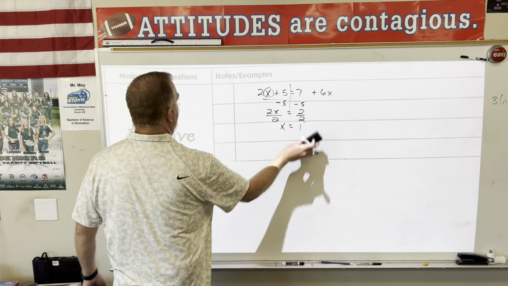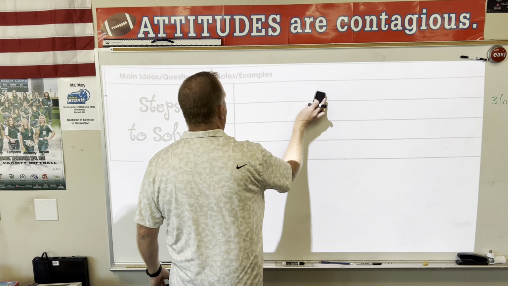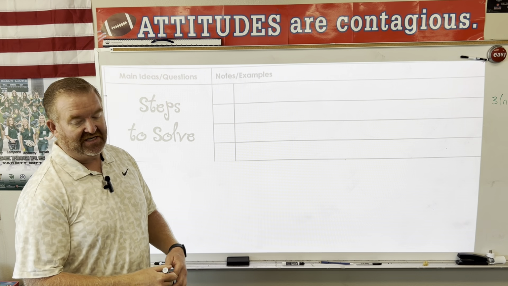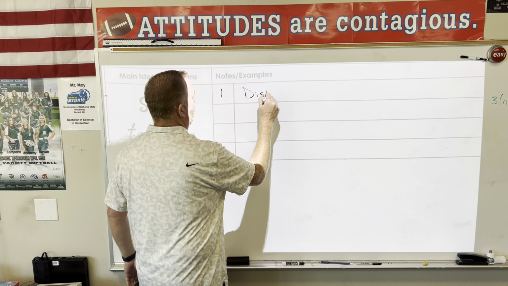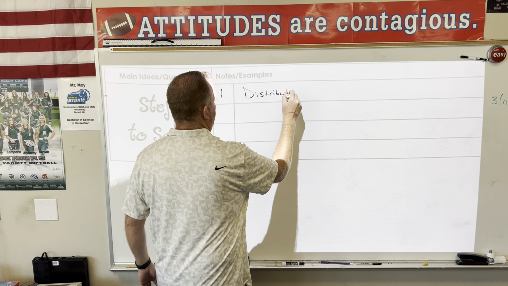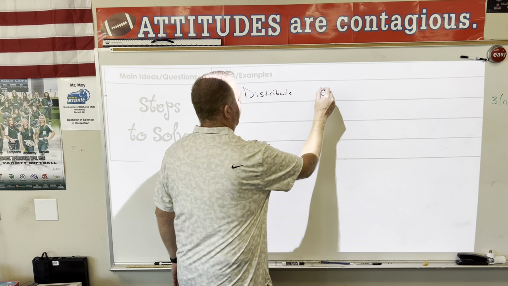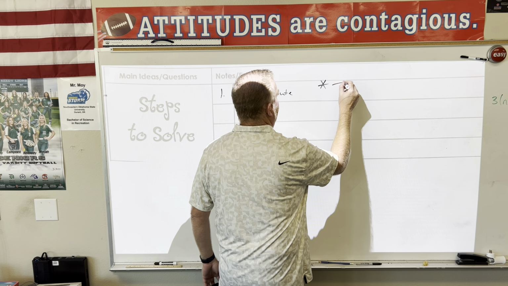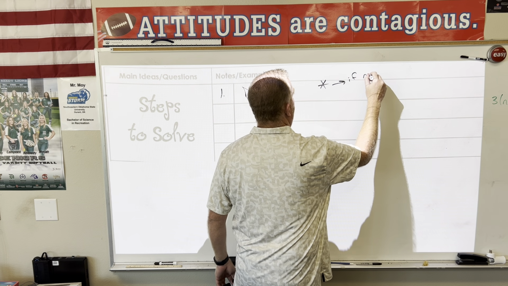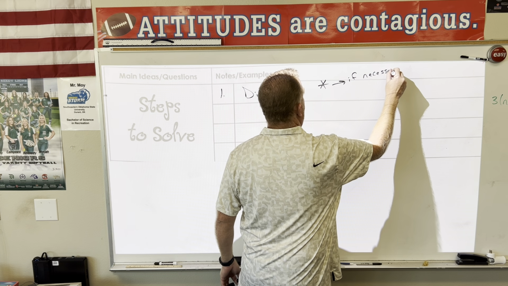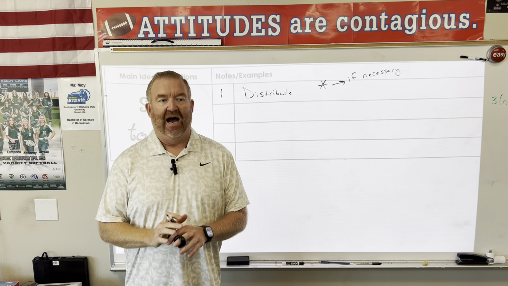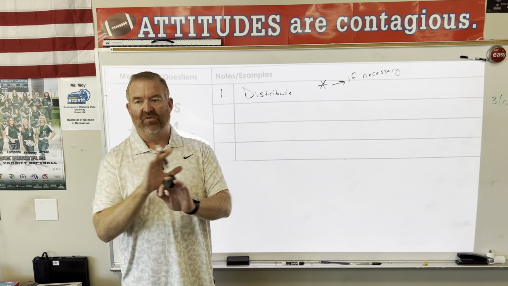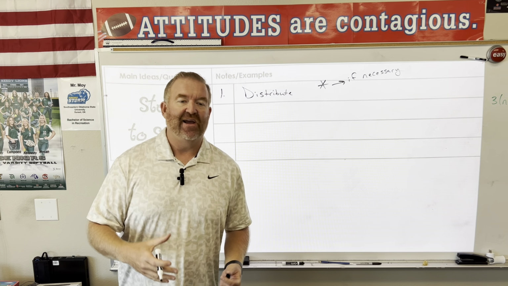Our steps for solving. Number 1, our first step: we're going to distribute, if necessary. I'm going to put a little star. This is if necessary. In other words, I want to get rid of the parentheses. I want to distribute numbers to get rid of all the parentheses if we have any.